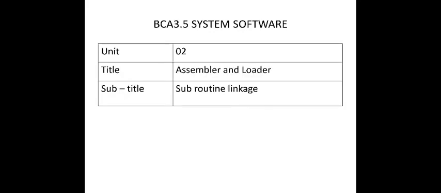In today's session we will discuss the second unit, that is assembler and loader, and today we will be learning the subroutine linkage. Before that, let us have a recap of our previous class. In the previous class, dear students, you were able to understand what a loader is supposed to do, and what the different classifications of loaders are. Among them, we have already learnt many loaders. The last session was focusing on the loader called the absolute loader.